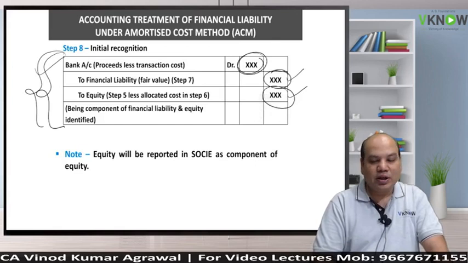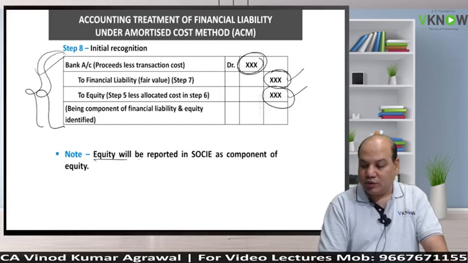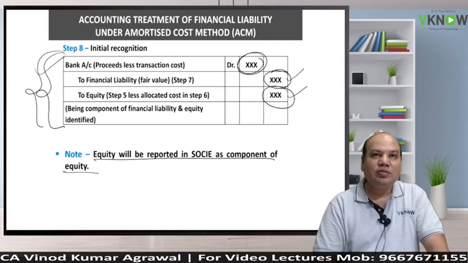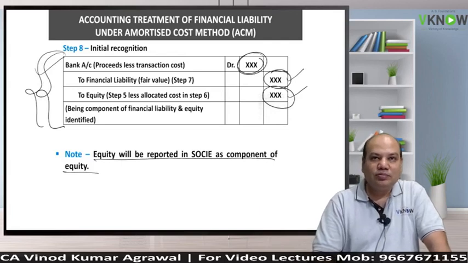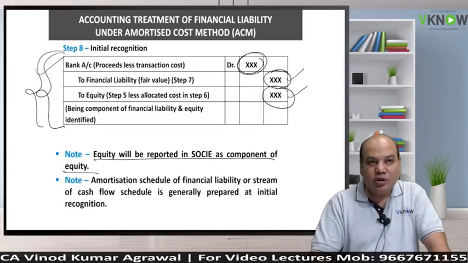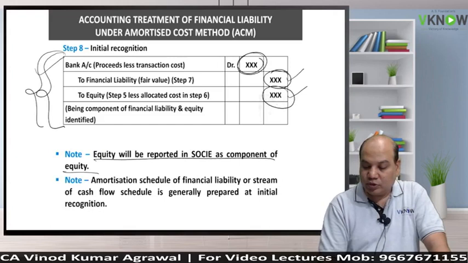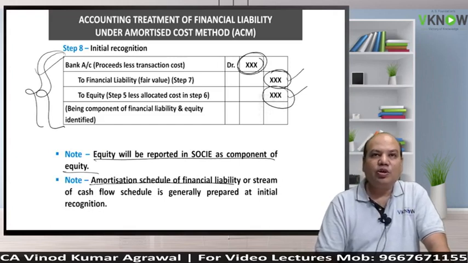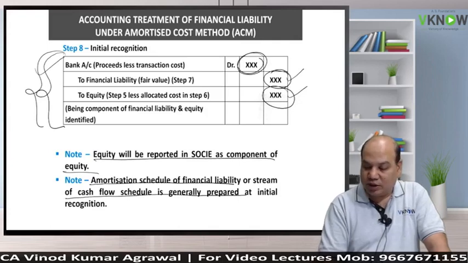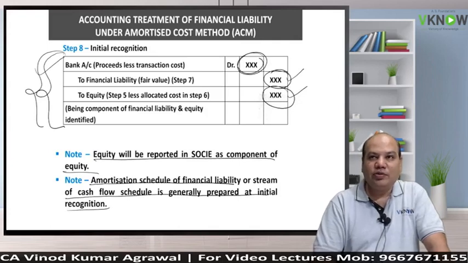Then equity will not be subsequently remeasured. Equity will just remain in SOCIE. It will appear as a separate column in the SOCIE. It will not be remeasured. What about financial liability? As usual, we'll prepare an amortization schedule and calculate the effective interest on the opening balance every year using the effective interest rate.